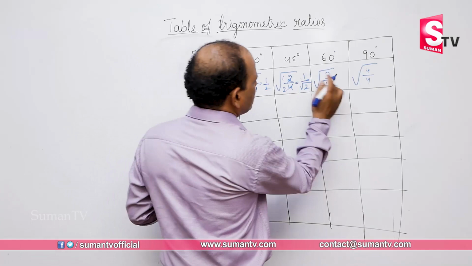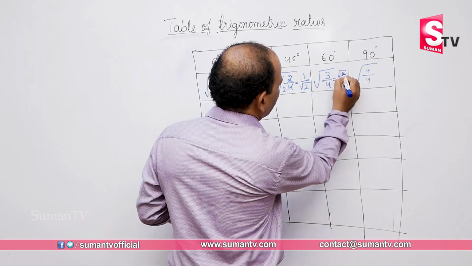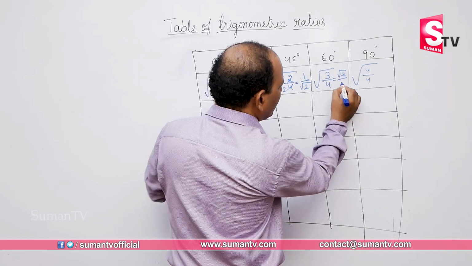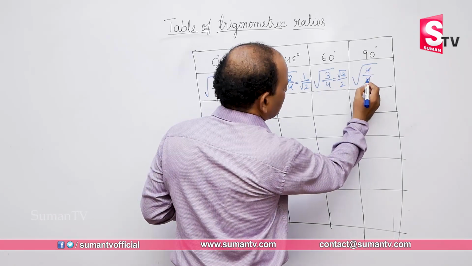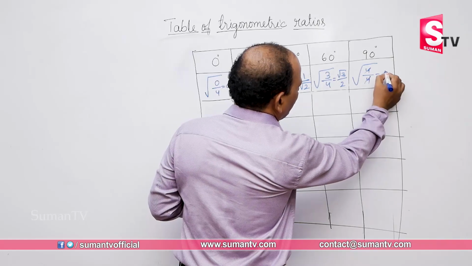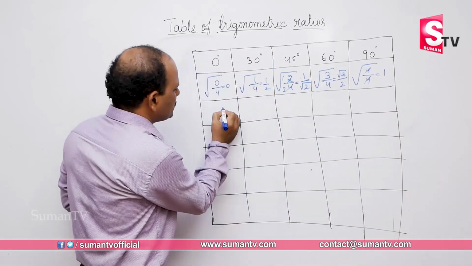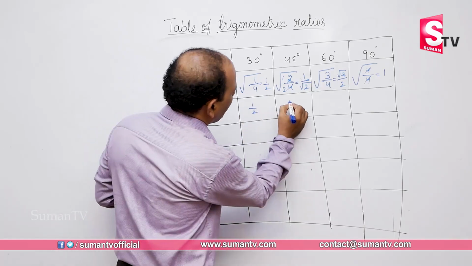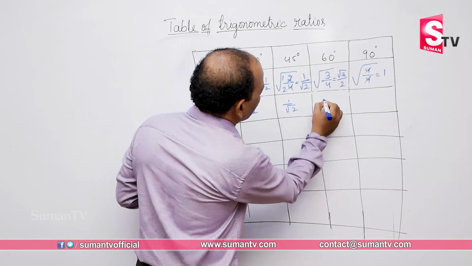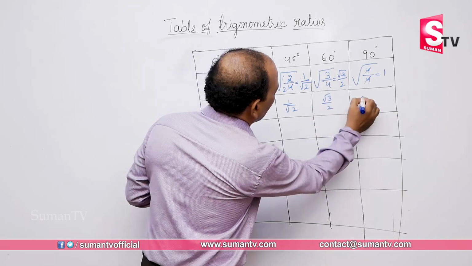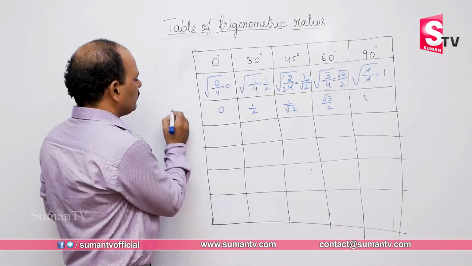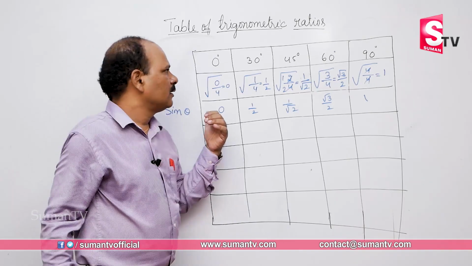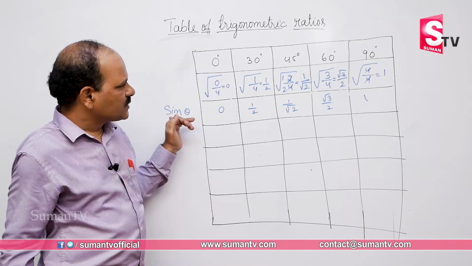Next, root 3 is not a perfect square, so root 3 by square root of 4, which is 2. Then 4 by 4 gets cancelled, so it is 1, and square root of 1 is 1. Now the values: 0, 1 by 2, 1 by root 2, root 3 by 2, 1. These are all the values of sine theta.